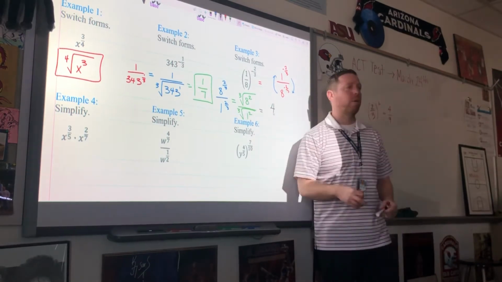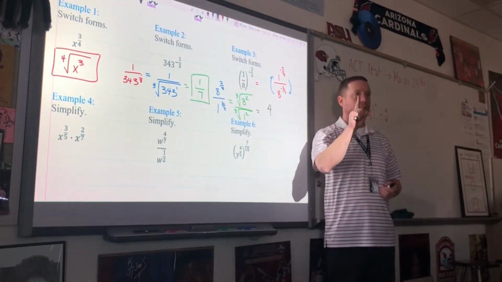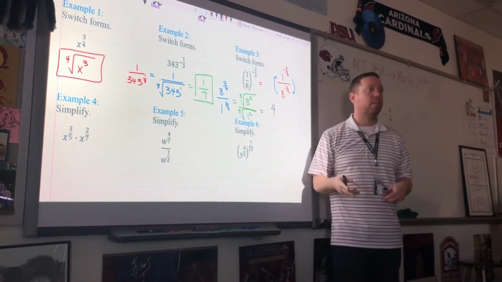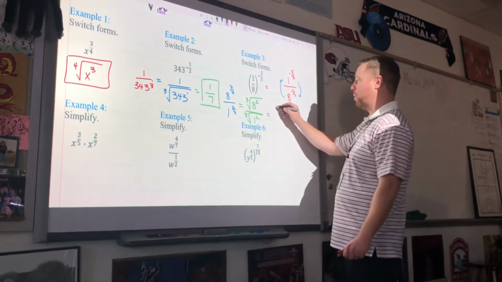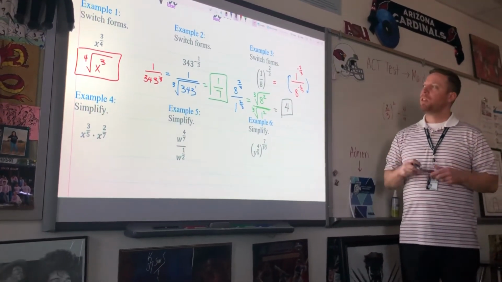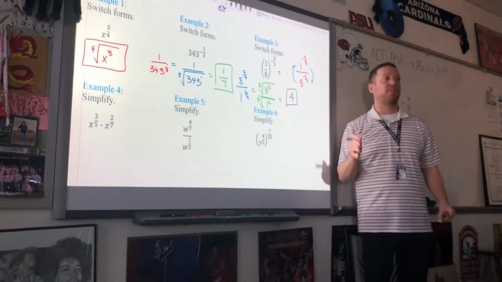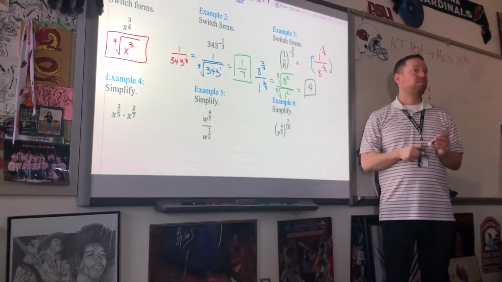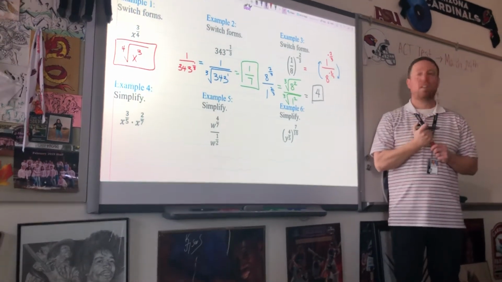On the bottom, 1 squared, 1 times 1 is just 1. The cube root of 1 means is there a number times itself 3 times that equals 1? The answer is 1. So 4 over 1 is the same thing as just 4. So this is a super fancy way of writing the number 4. So far, so good? Okay, a couple more.